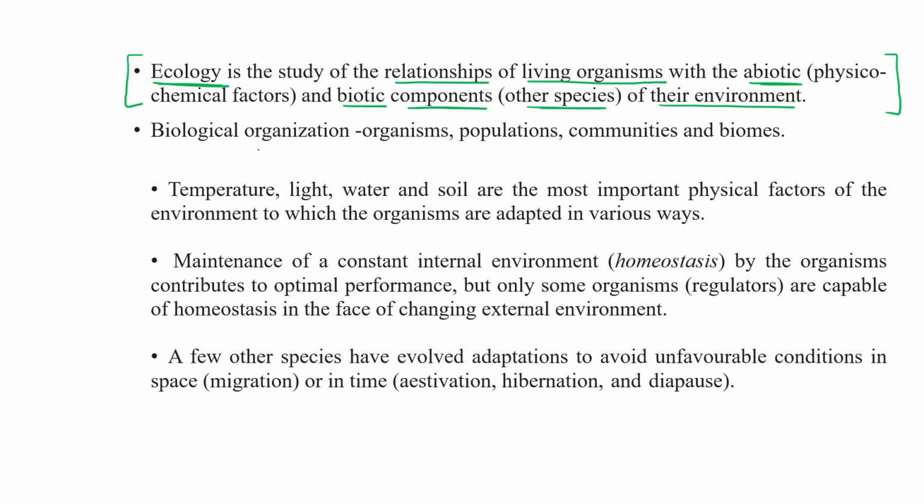Biological organization occurs at four different levels: organism level, population level, community level, and biome level. There are certain abiotic factors which we already discussed in the previous lecture, like temperature, the most important one, followed by light, water, and soil. These are the most important physical factors of the environment to which organisms are adapted in various ways. We had also discussed various examples.